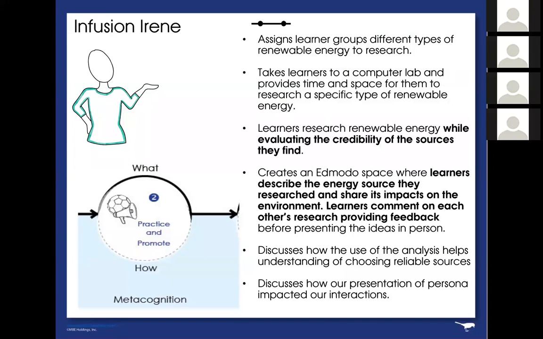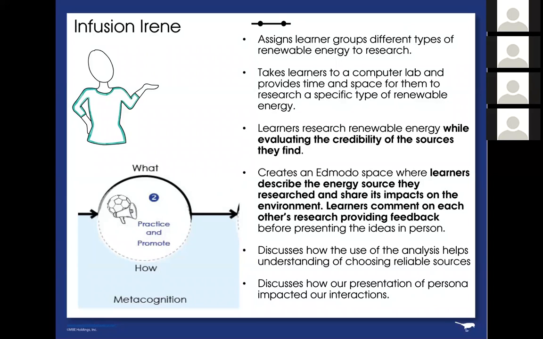So she assigns learner groups different types or different sources of renewable energy to research. She takes them to a computer lab, gives them time and space to research a very specific type or source of renewable energy. And so then learners do that. They go about their business, researching these sources, and they also evaluate the credibility of the sources they find.